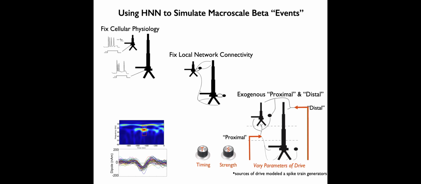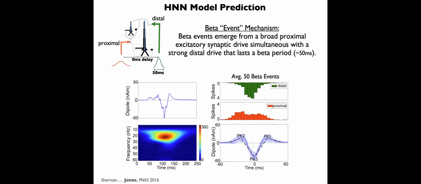And through a long history of simulation and trial and error and hypothesis testing that I don't have time to get into the details of, the punchline of what we came to was that these beta events are generated from the integration of a broad proximal drive that's simultaneous with a strong distal drive that lasts 50 milliseconds. And so what I'm showing you here is a histogram of the spikes that are going to activate this local network. This is the broad proximal drive, and the distal drive that's stronger and lasts approximately 50 milliseconds.